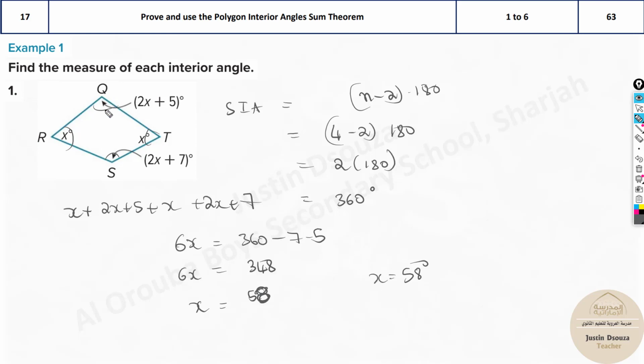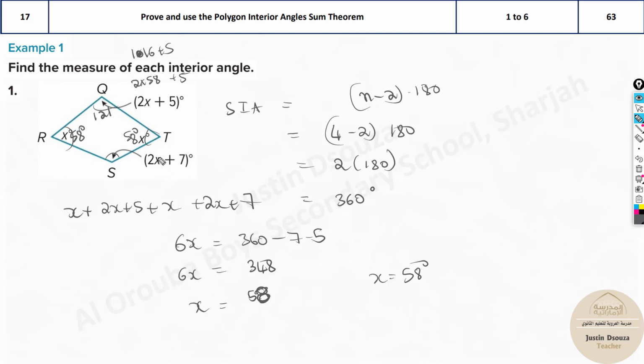The x value is 58. That means R is 58, T is 58. What about the other two angles? It is 2 times 58 plus 5. This is very important. You need to do it. 50 times 2 is 100 plus 16, 116, plus 5, this will become 121.